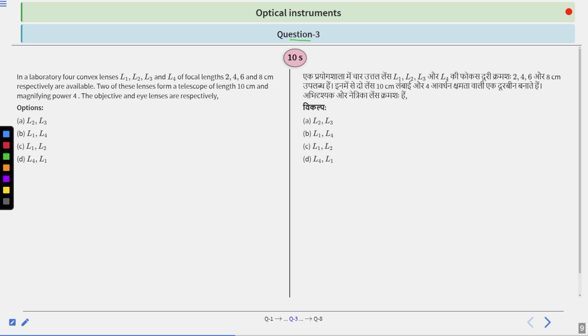Question 3. In a laboratory, there are 4 convex lenses, named L1, L2, L3 and L4. The focal lengths of these convex lenses are 2, 4, 6 and 8 centimeter. L1 has a focal length of 2 centimeter, L2 is 4 centimeter, L3 is 6 centimeter and L4 is 8 centimeter, respectively, available in the laboratory.